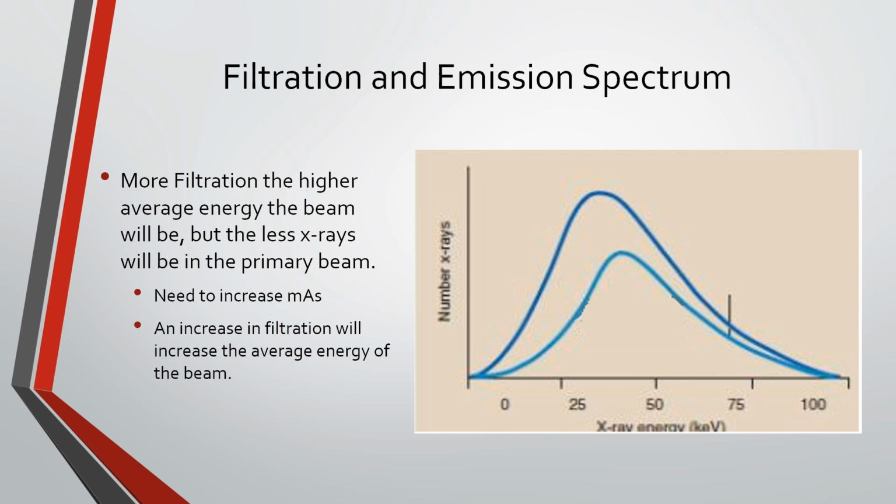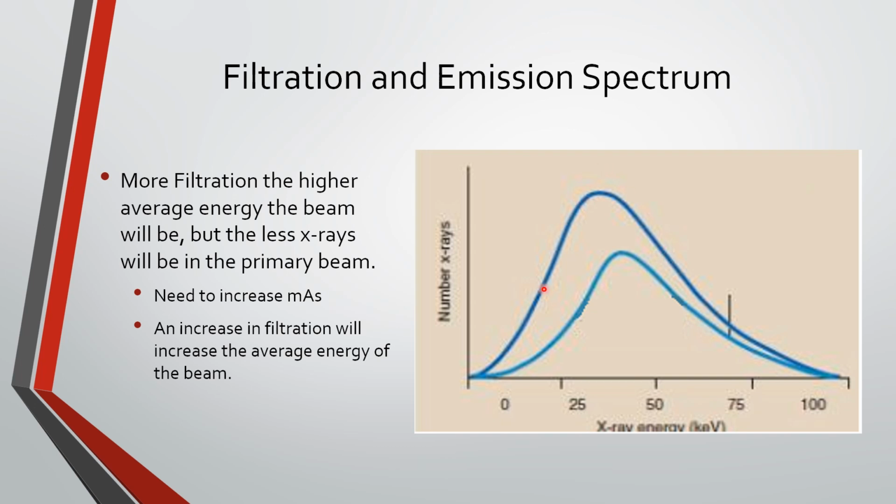And remember, a change in the average energy of the beam can change the contrast of the image. The computer is going to correct for it, as your text will tell you, but there can be a change in the image. We could say that the beam is harder. The harder beam is a more energetic overall beam. So this is an exposure taken with less filtration.